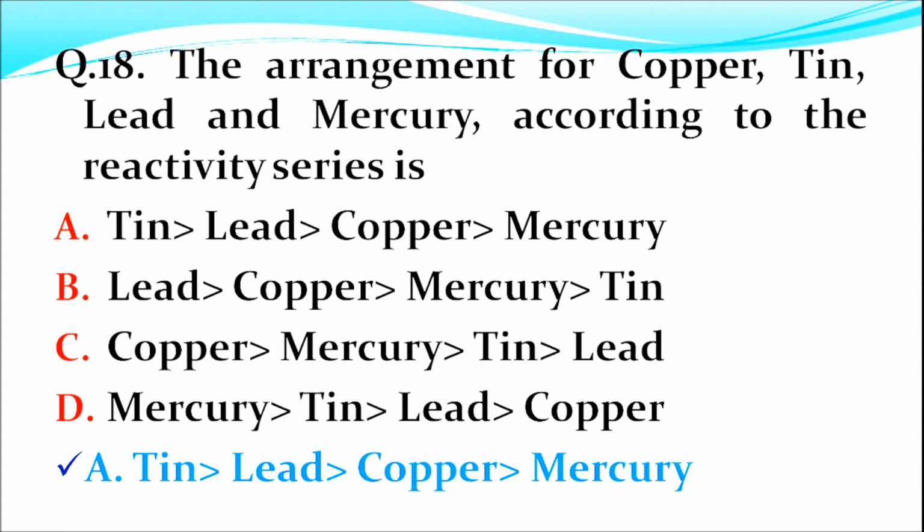The arrangement for copper, tin, lead, and mercury according to the reactivity series is option A, tin greater than lead, greater than copper, greater than mercury. Option B, lead greater than copper, greater than mercury, greater than tin. Option C, copper greater than mercury, greater than tin, greater than lead. Option D, mercury greater than tin, greater than lead, greater than copper. Out of the four, option A is correct: tin greater than lead, greater than copper, greater than mercury.